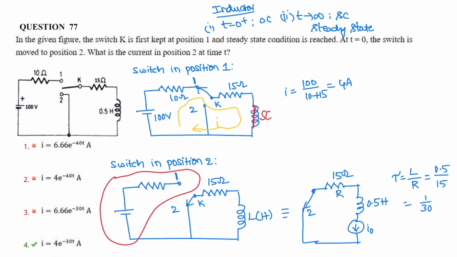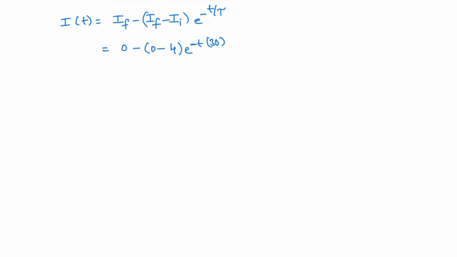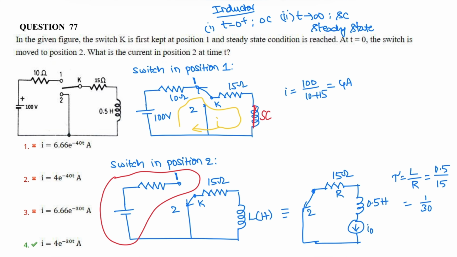Now the current in the inductor. The expression of current for this LR circuit is I final minus I initial, e power minus t by tau, where tau is the time constant. The final value of current is 0 minus the initial current, which is 4 ampere. So 4 into e power minus t by tau, that is 1 by 30, which becomes 30 in the numerator. So the total current is 4 e power minus 30 t ampere. So the correct option is 4.